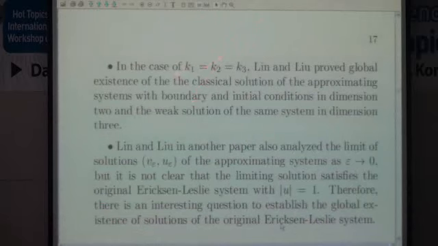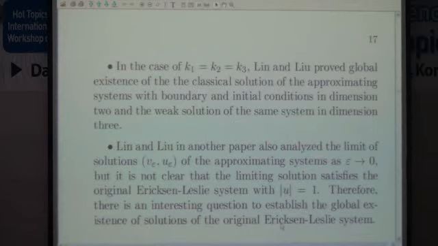So in the case of K1, K2, K3 equal, three constants equal, Fanghua Lin and Chun Liu proved the global existence in the 2-dimension case for the approximation model. They also proved some 3-dimension weak solution. And I think in another paper many years later, Lin and Liu tried to study the asymptotic behavior, like epsilon tends to 0, right? You only prove the approximation.